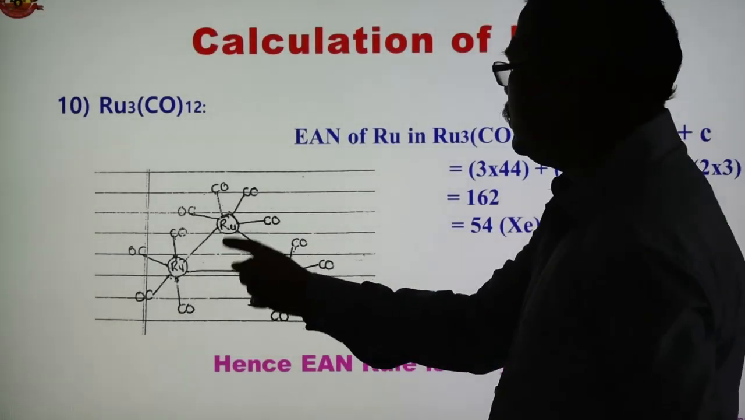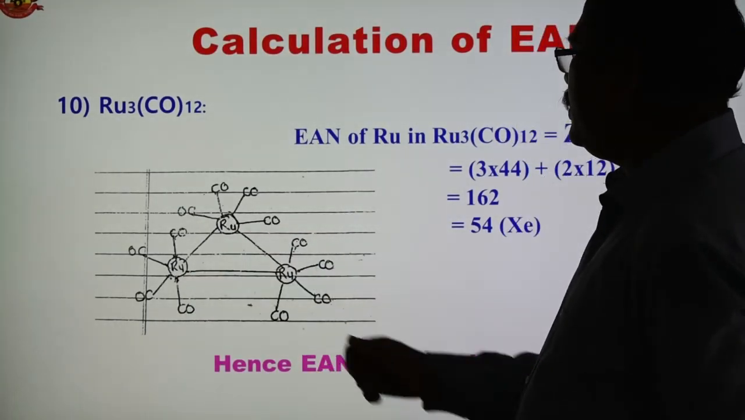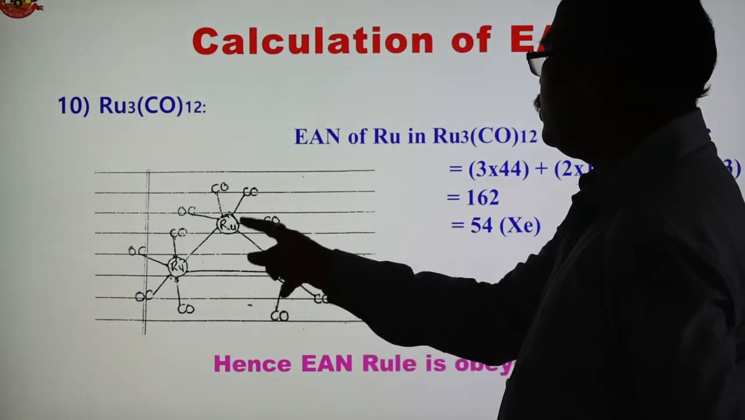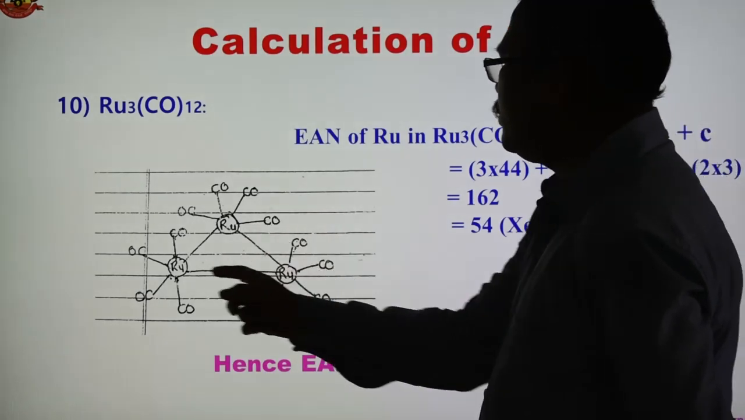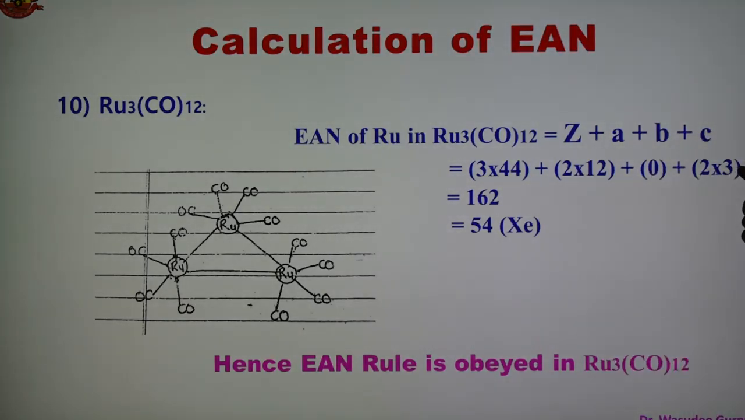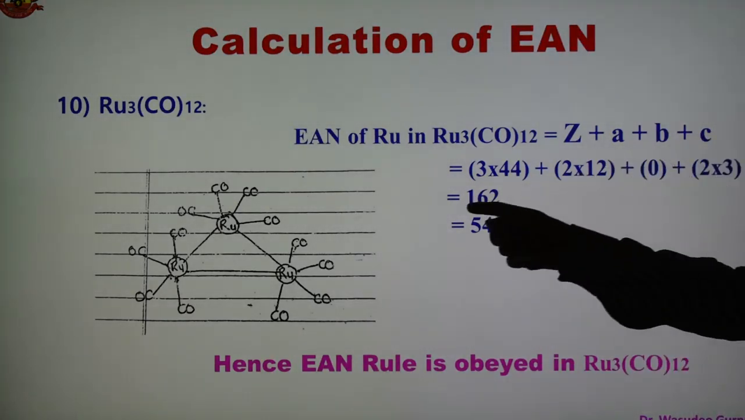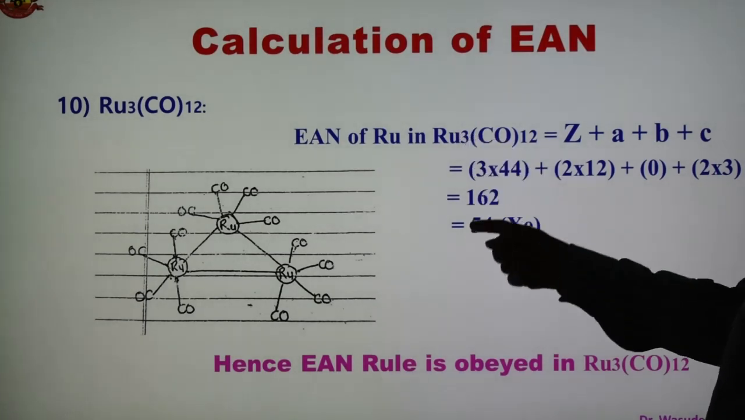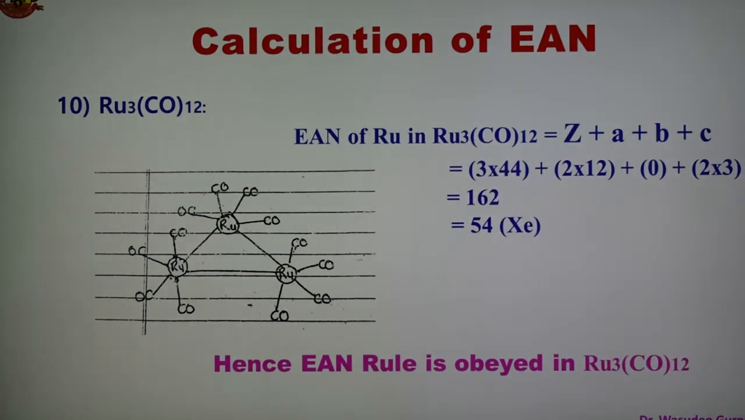This is the structure of Ru3. 1, 2, 3 ruthenium, and 4 terminal carbonyls on each ruthenium. So 12 are there, and metal bonds are 1, 2, 3. So 3 metal bonds, 2 into 3. So total is coming 162. Divided by 3, what is the answer? 54. And 54 is the atomic number of xenon, and therefore we can say that this metal carbonyl Ru3CO12 obeys the EAN rule.